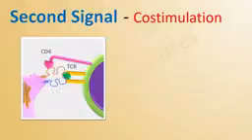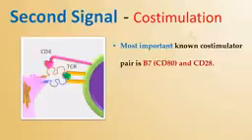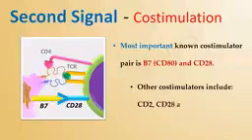The most important known co-stimulator pair is B7 or CD80 and CD28. CD28 of this pair acts as receptor and is present on the T cell. B7 is known as the ligand and it is present on the antigen-presenting cell. These molecules also make the two cells adhere together for more time. Other co-stimulators include CD2, CD28, and CD45.